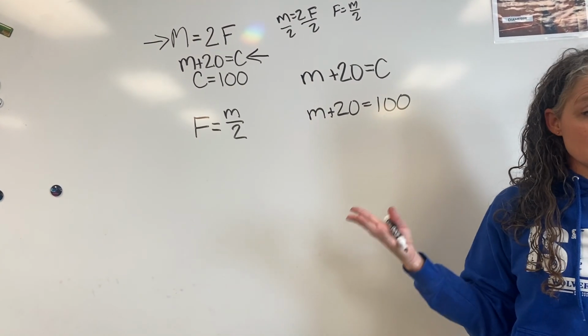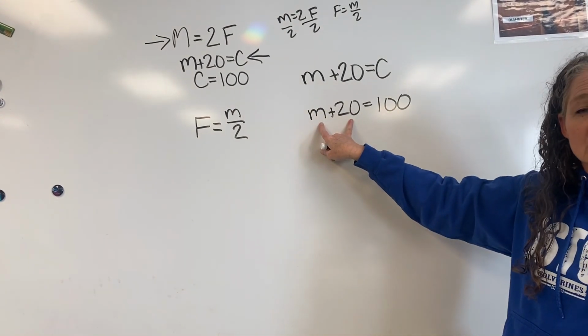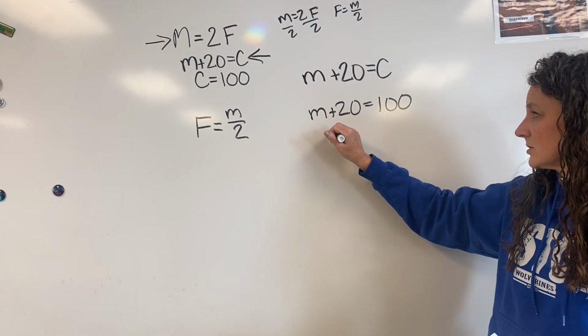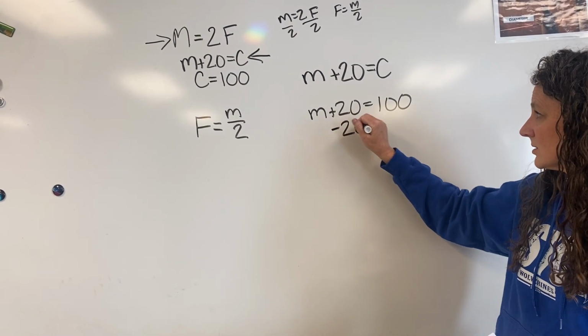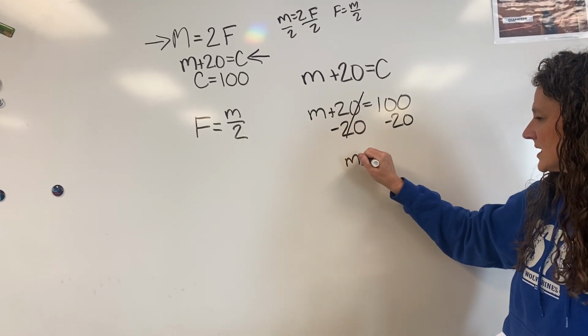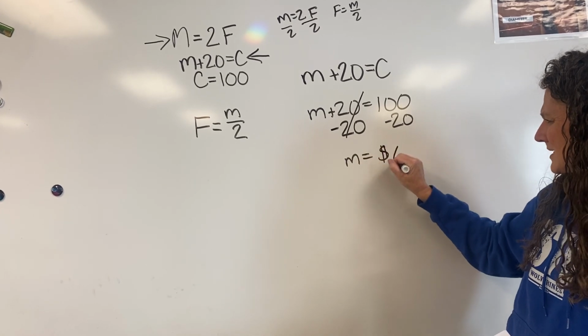So what are we going to do? We're going to math this and find out how much money Marissa has. I have 2 numbers that are added. What undoes addition? Subtraction. What are we subtracting? 20. Minus 20 on both sides. M equals, how much money does Marissa have? 80. She has $80. Go, Marissa, go.